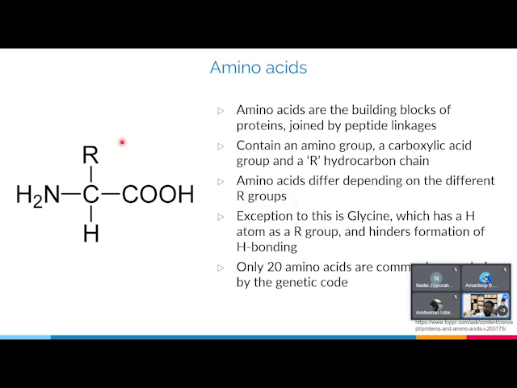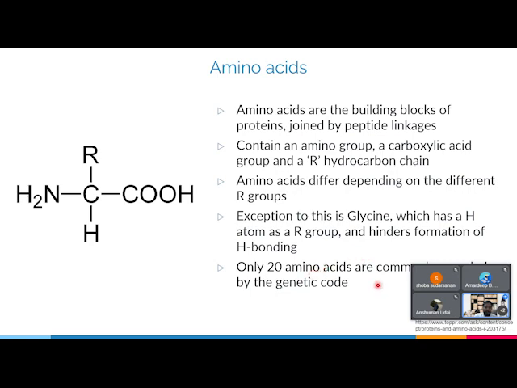An exception to this particular structural rule is glycine, which has a hydrogen atom as an R group. So glycine does not have a hydrocarbon R, but only a hydrogen atom in its place. And this in turn hinders formation of hydrogen bonding, because for hydrogen bonding to take place, you should have a highly electronegative group bound to a hydrogen atom. Since we do not have anything like that here, glycine hinders the formation of hydrogen bonds. That is why it is also known as helix breaker, because it does not form the hydrogen bonding necessary to have a stable helix structure.